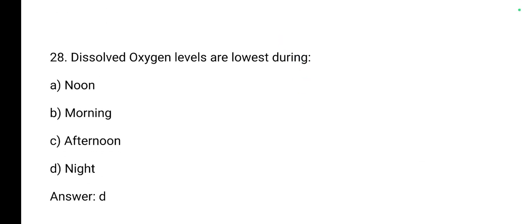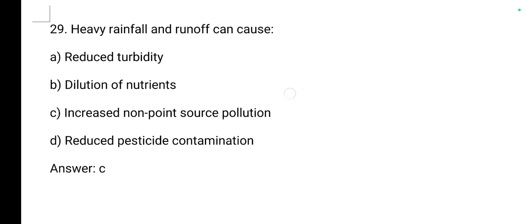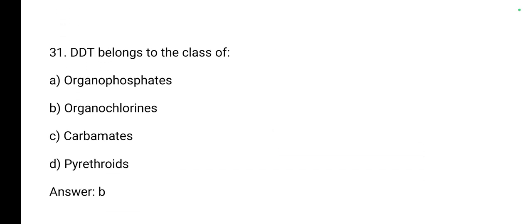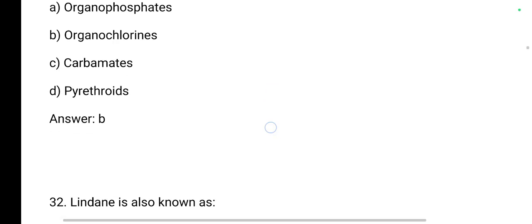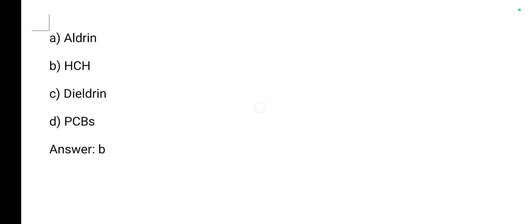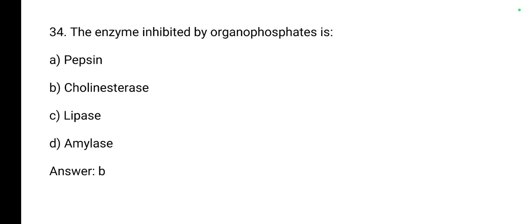Dissolved oxygen levels are lowest during, so they are lowest during night. Heavy rainfall and runoff can cause, so it will lead to increased non-point source pollution. Phosphorus in eutrophication mainly originates from, so it mainly originates from detergents and fertilizers. DDT belongs to which of the following classes? So the correct answer will be organochlorines. Lindane is also known as, so it is also known as HCH. The most toxic dioxin is, so the correct answer will be option A. The enzyme inhibited by organophosphate is, so it will be cholinesterase.